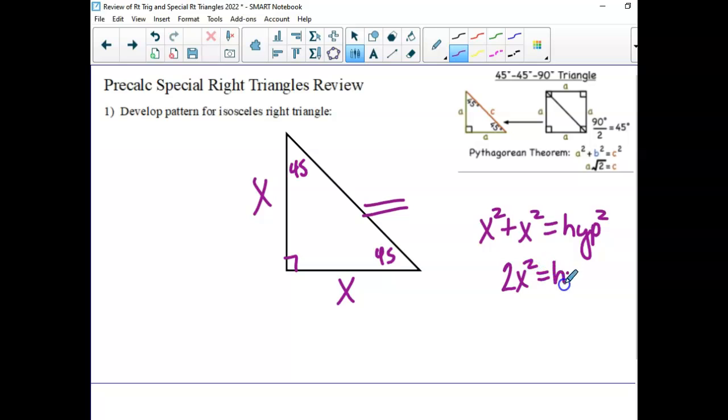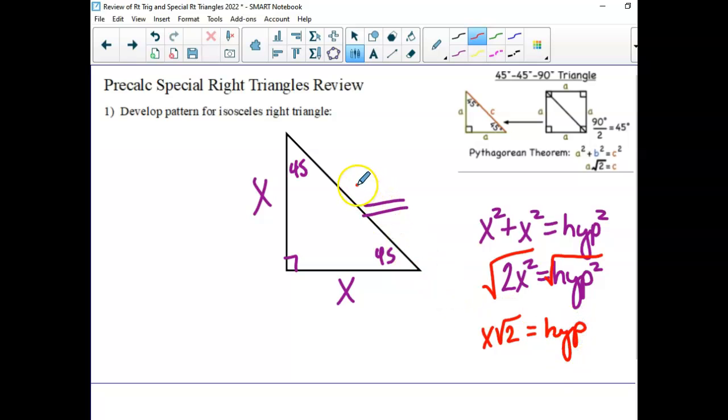2x squared is equal to the hypotenuse squared. How do you get the hypotenuse all by itself? You take a square root. What's the square root of 2? Well, it's some 1.4 number. But what is the square root of x squared? Just x, right? It would normally be the absolute value of x, but if we're talking about a triangle, we can't have negative numbers. Okay, the square root of hypotenuse squared is just the hypotenuse.